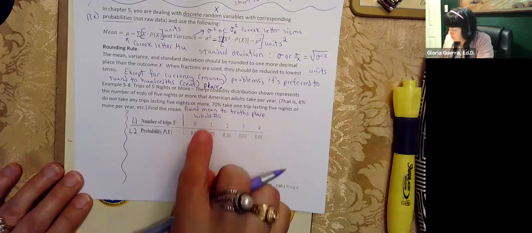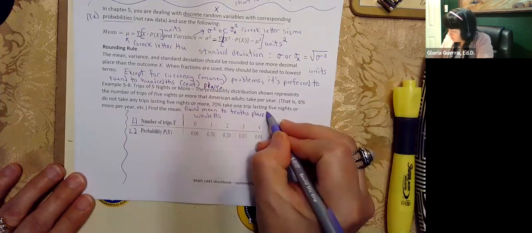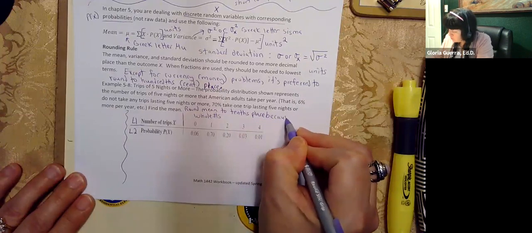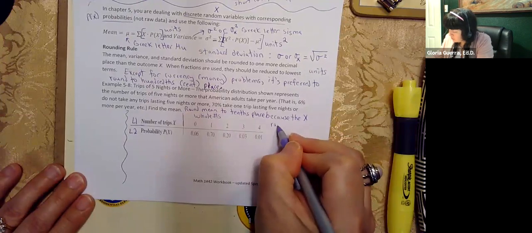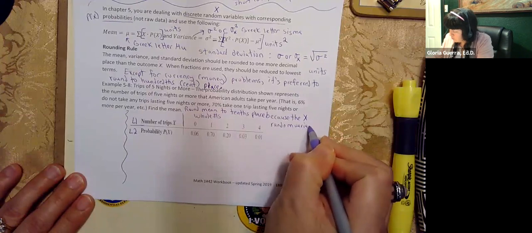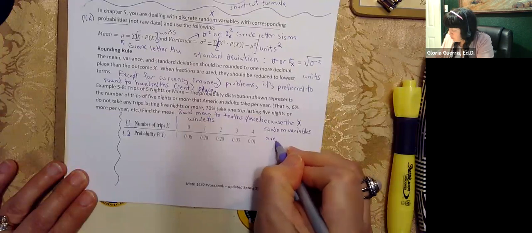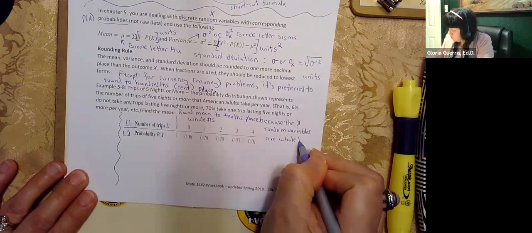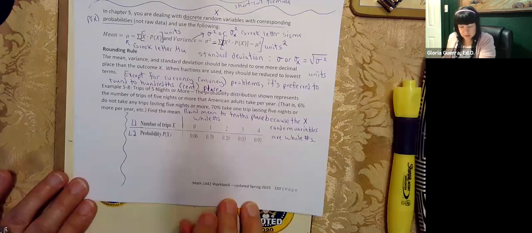And for the calculator, let's see, rounding to the tenths place. And this is because, why? Because the X random variables are whole numbers. So that's why you round one decimal place beyond that, okay?